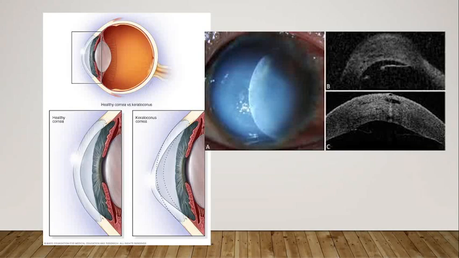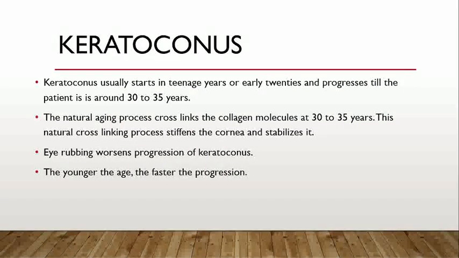So this is the image. This is a normal cornea. This is what happens when it thins out. And this is a complication. The fluid has leaked into the stroma of the cornea, and it is a corneal edema. It's kind of a corneal scarring process.